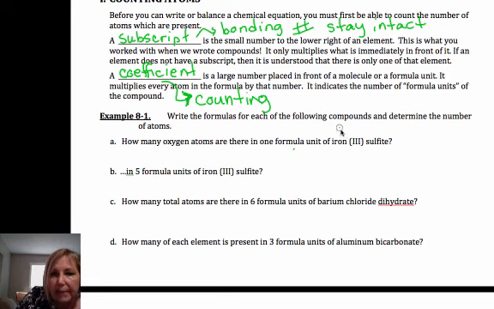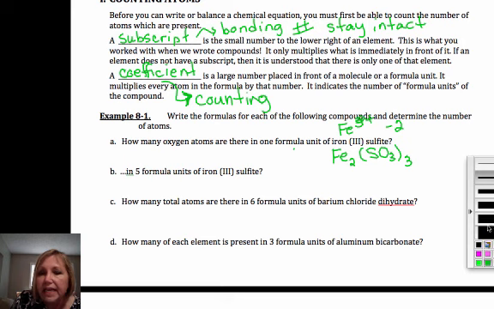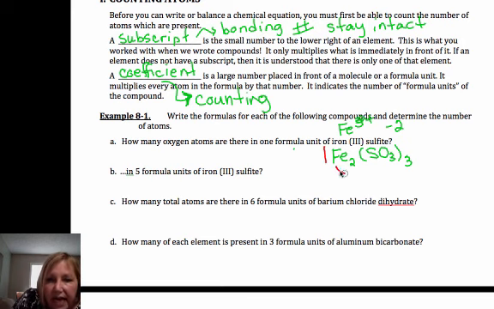So let me give you an example. I have iron plus 3, and then I have sulfite, which is minus 2. So that means I have Fe2(SO3)3. Now, that one formula unit means that there is a number 1 in front of this. I have one of these formula units or lowest whole number ratios. And the question is, how many oxygen atoms?